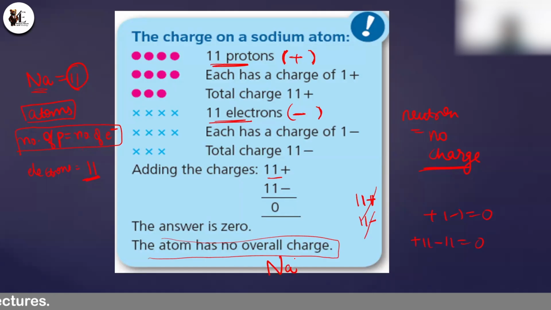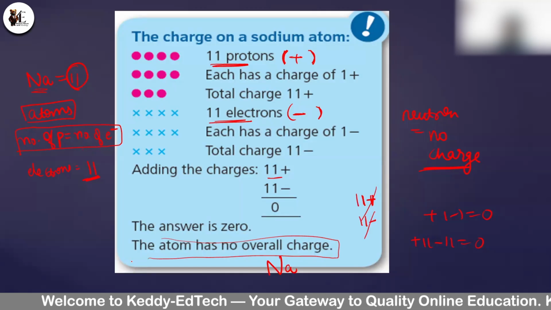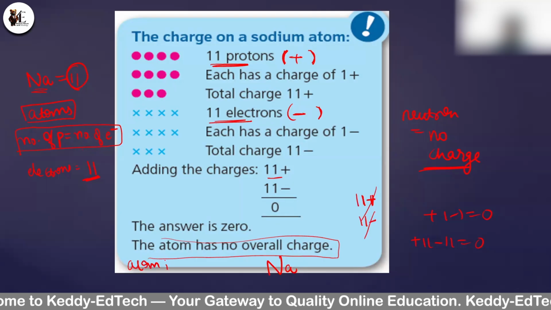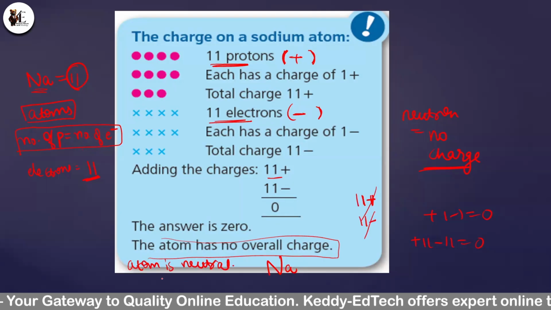Clear? So what is the charge on a sodium atom? The charge on an atom is 0. Why? Because the number of protons is equal to the number of electrons. Proton is positive charge, electron is negative charge. Both cancel out each other. So the atom is neutral. Is the concept clear to you? Okay, so please write it down.